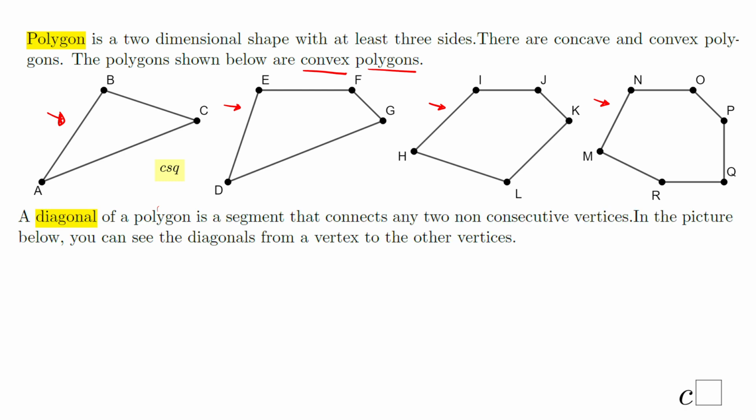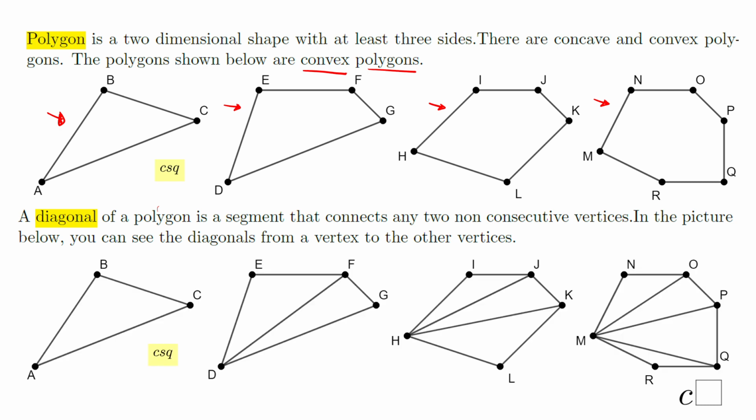A diagonal of a polygon is a segment that connects any two non-consecutive vertices. Like in this case, you notice right here DF. This is a diagonal. Obviously there is no diagonal for a triangle. But also, if you notice here, we have two diagonals, HJ and HK. In this hexagon we have three diagonals, MO, MP and MQ. All these diagonals that you see here start from the same vertex to the other vertices: D, F, then H, J, HK, and MO, MP, MQ.